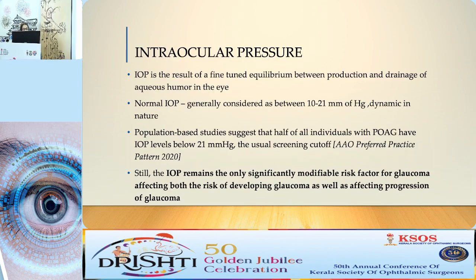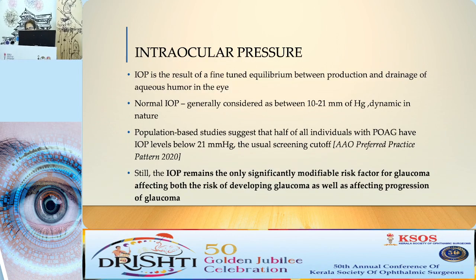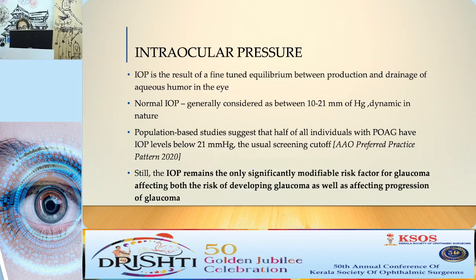Intraocular pressure, as you know, is a fine-tuned equilibrium between the production of aqueous, the drainage of aqueous, and the episcleral venous pressure. The normal IOP is generally considered between 10 to 21, but remember that it is a dynamic measurement, just like a heart rate or blood pressure. Various studies have shown that half of all individuals with open-angle glaucomas can have IOPs below 21. But still, we need to measure the IOP because it is the only significantly modifiable risk factor for glaucoma, which affects both the onset as well as progression of glaucoma.